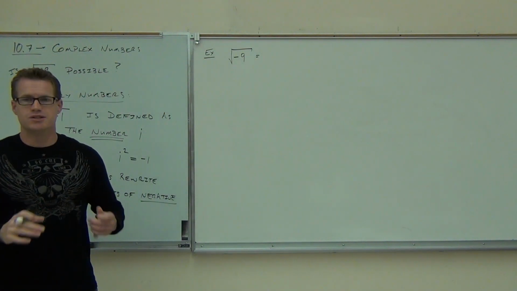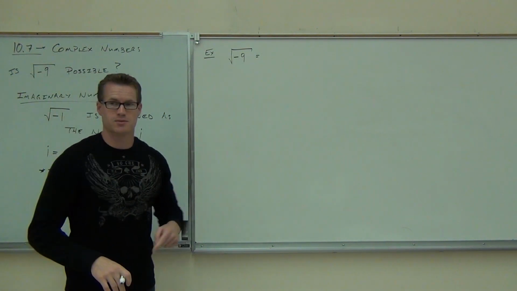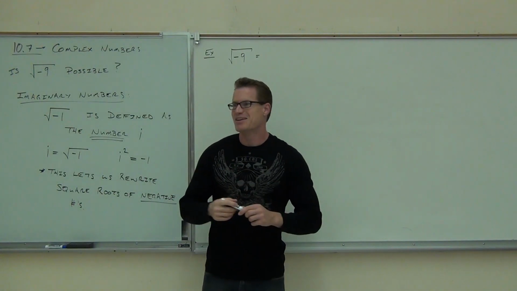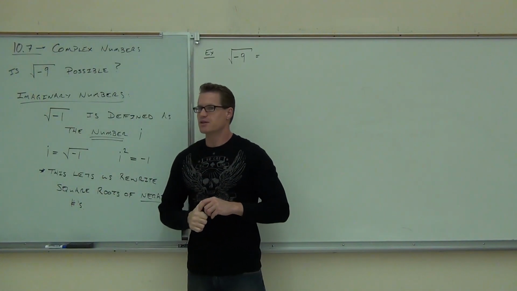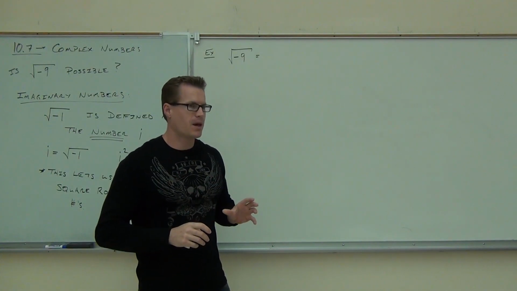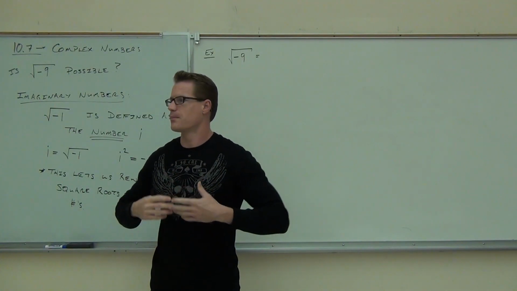Here's what you need to do whenever you get the square root of a negative number. That was pretty quick, wasn't it? What we're trying to do is break off a -1.